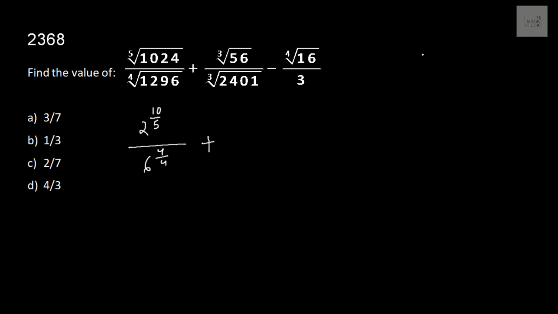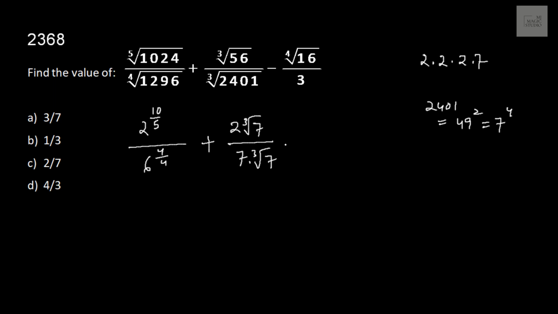cube root of 56. 56 is 2 into 28, that is again 2 into 14, that is again 2 into 7. So that is 2 cube into 7. This we can write as 2 into cube root of 7. 2401. 2401 is 49 squared, that is 7 to the power 4. That means this will be 7 into cube root of 7 minus 16, which is 2 to the power 4 by 3.